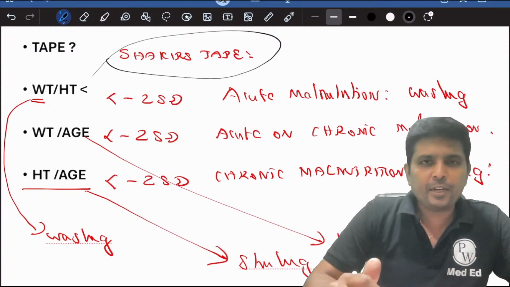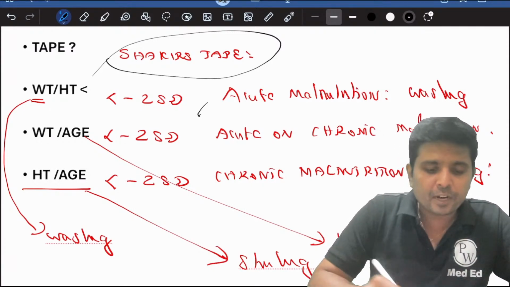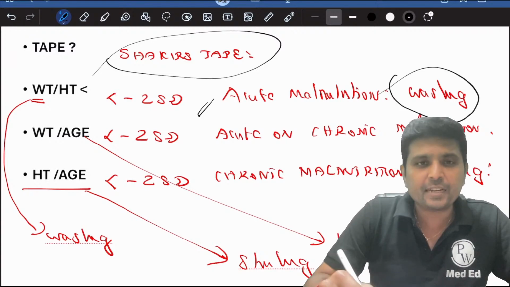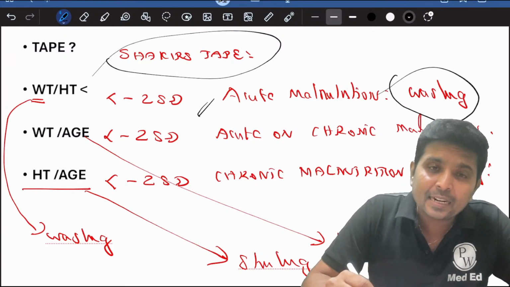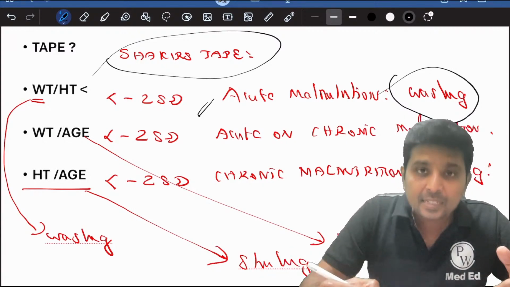your severe acute malnutrition: when weight for height is reduced, it is called acute malnutrition. It is otherwise called wasting. Less than -2 standard deviation means acute. Less than -3 standard deviation means severe.